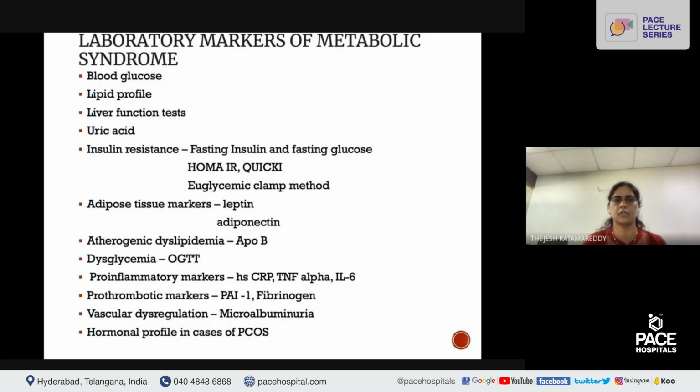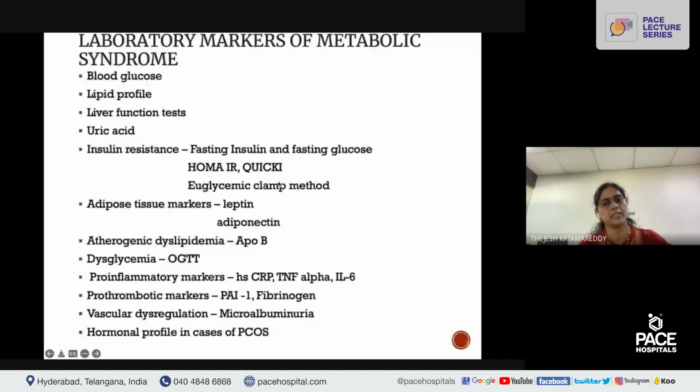Next, laboratory markers. As we already know, blood glucose, lipid profile, and uric acid are the common tests we do for metabolic syndrome. Then comes insulin resistance. Insulin resistance we can know by fasting insulin levels and fasting glucose values. By these two values we can calculate insulin resistance through the HOMA-IR or QUICKI methods. The actual gold standard is the euglycemic clamp method, but this is laborious, takes more time, and is complicated. So we use HOMA-IR or QUICKI as an alternative to know the insulin resistance.